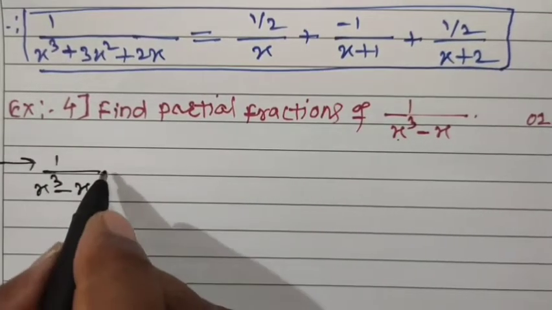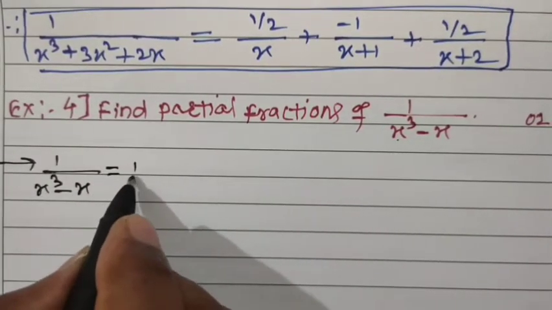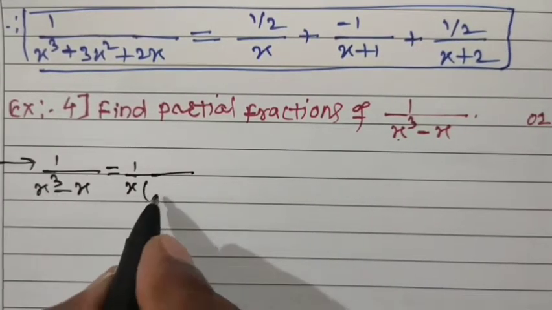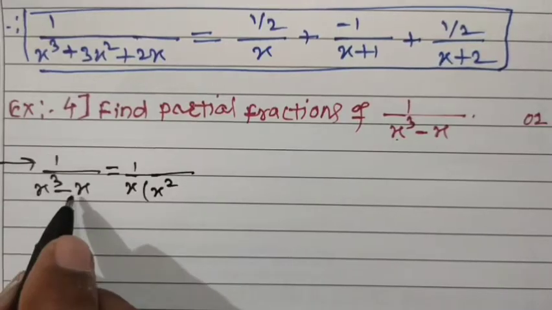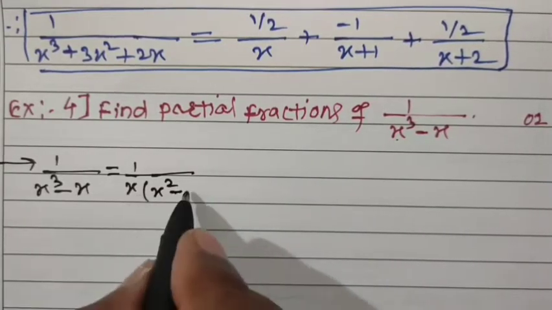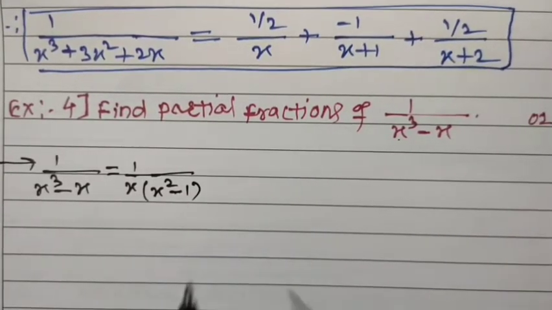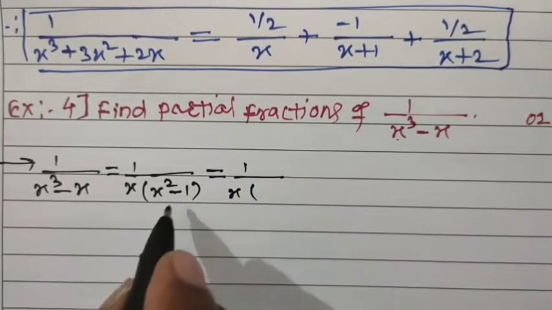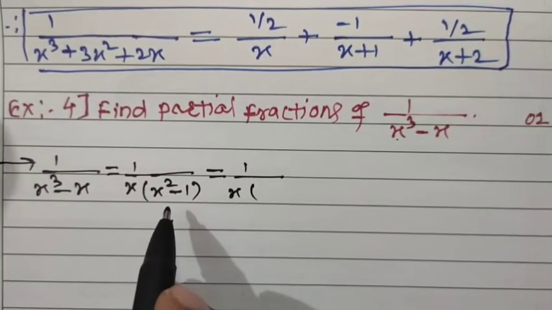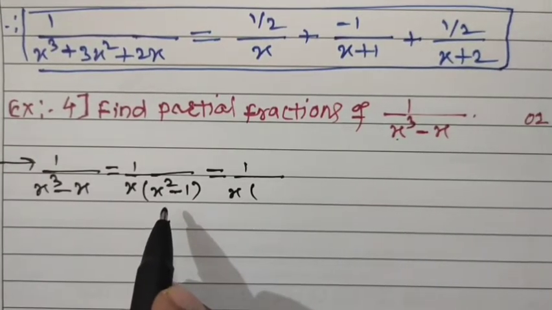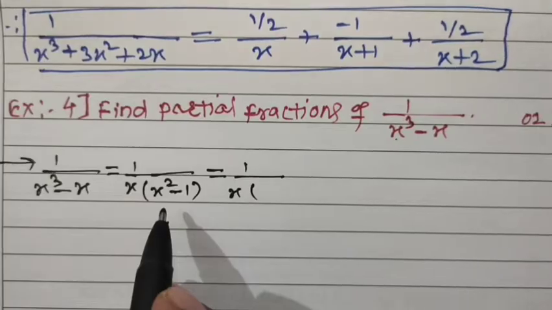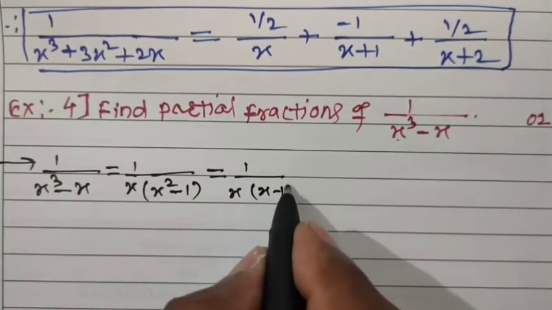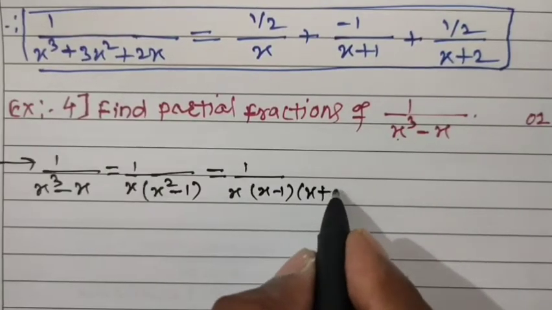From both the terms we can take x common. 1 upon x into bracket: x cube divided by x gives x square, and minus sign, x divided by x becomes 1. And this is equal to 1 upon x into x square minus 1, applying the formula a square minus b square equals a minus b into a plus b. So x square minus 1 can be written as x minus 1 into x plus 1.